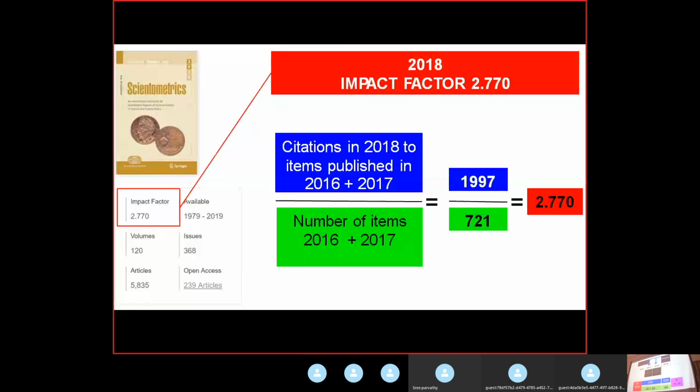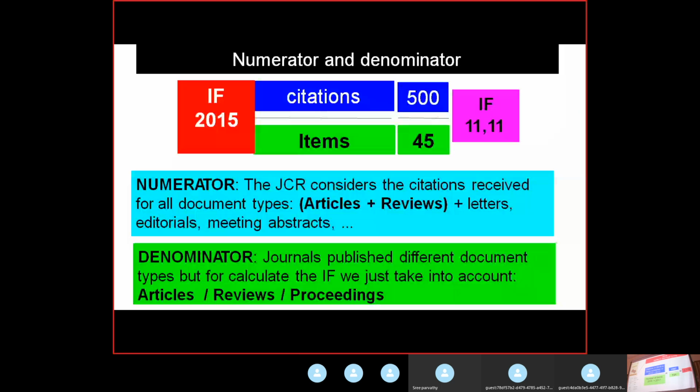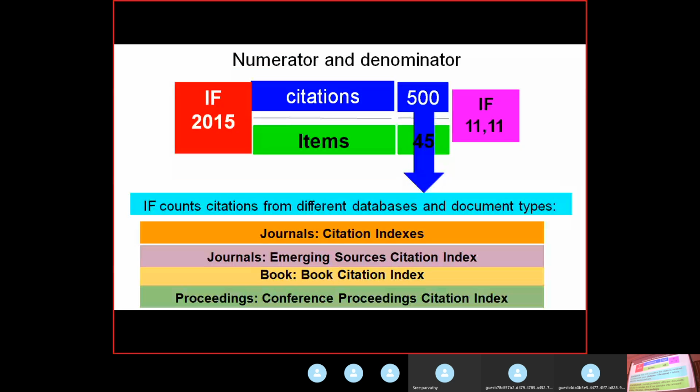Then the impact factor in 2018 is 2.770. Again the same formula: 19 published in 2016 plus 17, divided by the number of items, 721. So 2.770. Numerator and denominator again, but this is not actually only articles. This includes some other things also. Articles, reviews, proceedings, even seminar proceedings, even some abstract collections are included in this numerator and denominator. So this is the way the journal impact factor works. The Journal Citation Index, Emerging Sources Citation Index, Book Citation Index, conference proceedings, all are considered in this.